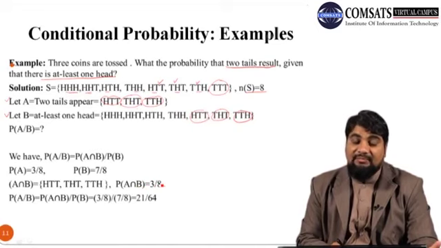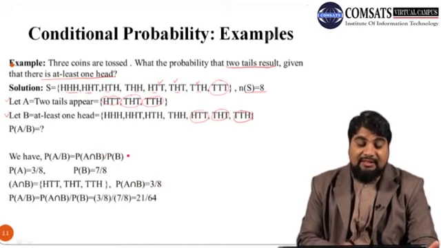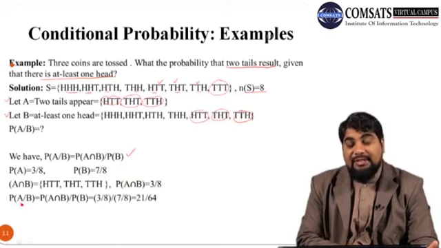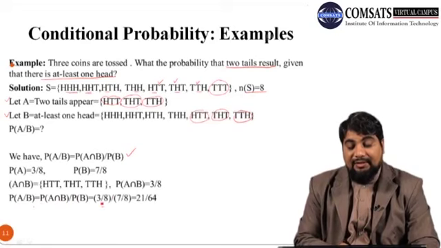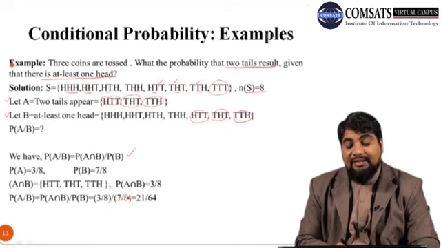So once we have these numbers, we can use this result. In order to calculate A given B, it is 3 over 8 divided by 7 over 8, or 3 times 8 is 24... that is, 3 over 7 after cancelling. So the result is written as 21 over 64.